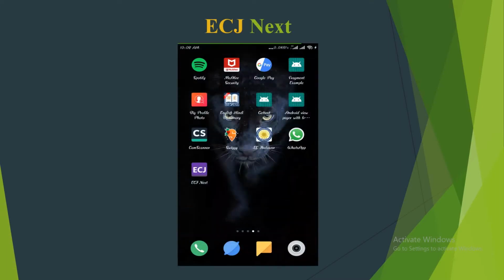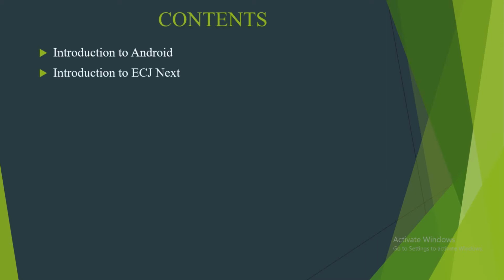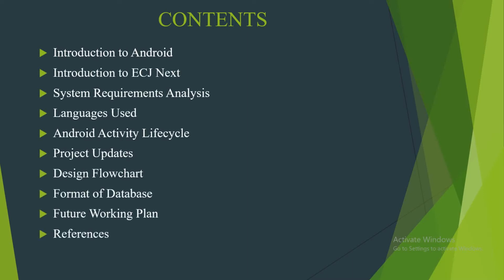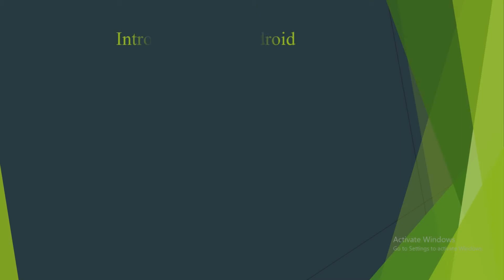So this is our Android app, ECJ Next, and its icon. Now the contents are: Introduction to Android, Introduction to ECJ Next, System Requirement Analysis, Languages used, Android Activity Lifecycle, Project Updates, Design Flowchart, Format of Database, Future Working Plan, and References.